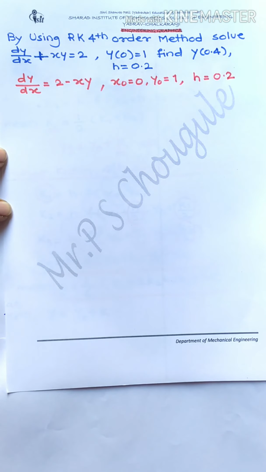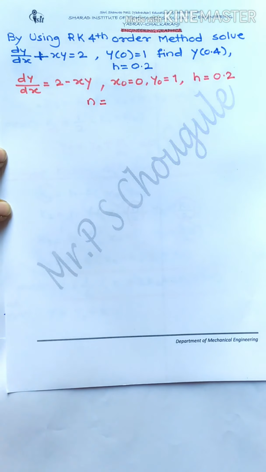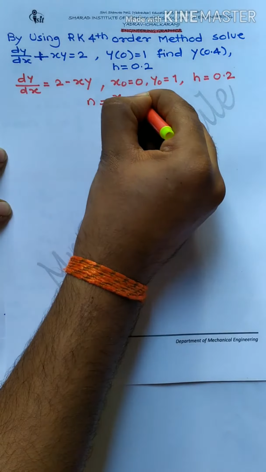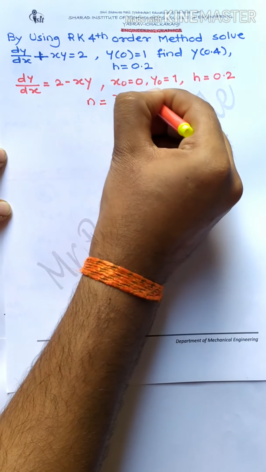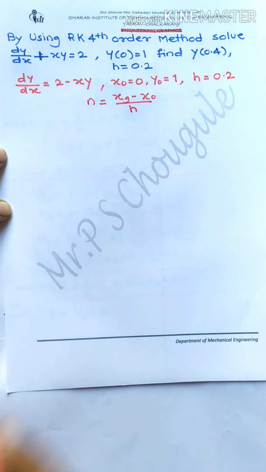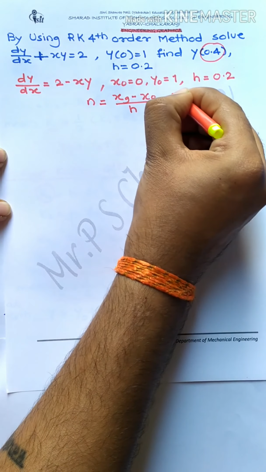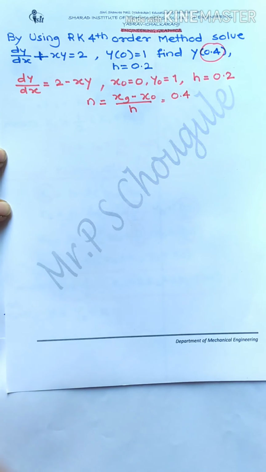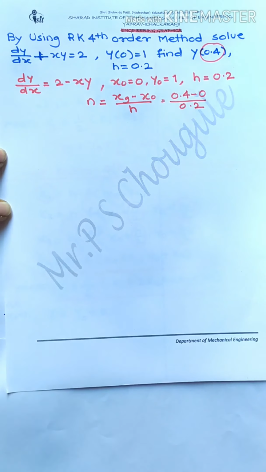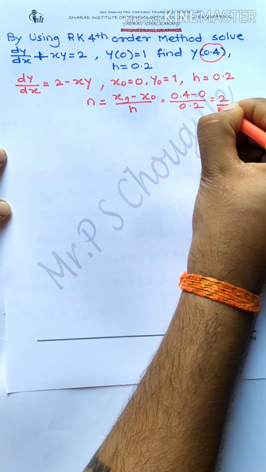Now we need to find the number of steps here. So the value of n is equal to x, we need to find out at 0.4, minus the initial value of x, divided by h. Now we need to find the value at 0.4. That's why it will be 0.4 minus x0, which is 0, divided by 0.2. So we will get here 2. That means we will have here 2 iterations.